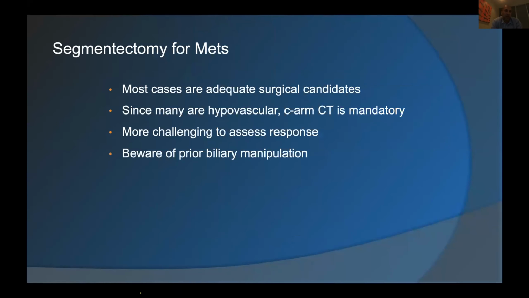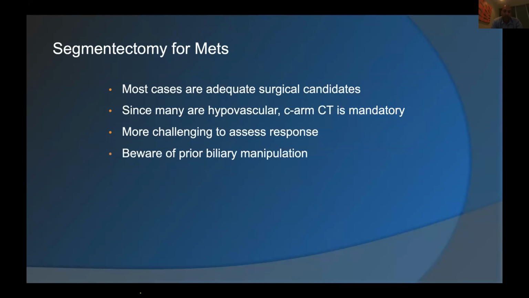Just going to wrap up with segmentectomy for metastatic disease. Most patients with unifocal or oligofocal Mets are typically surgical candidates, so we don't see them as much because they don't have cirrhosis. And a lot of these are hypovascular. So in these cases, cone beam CT is absolutely mandatory. The one thing is it's challenging to assess response.